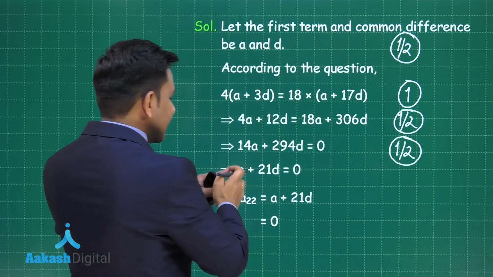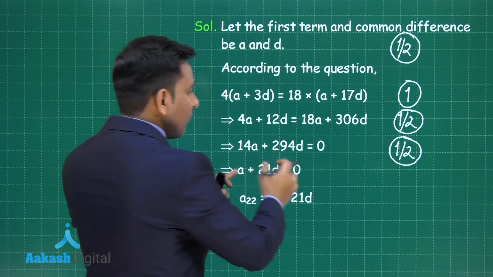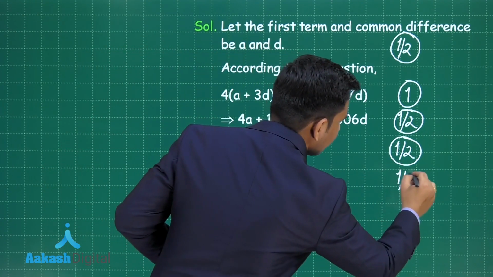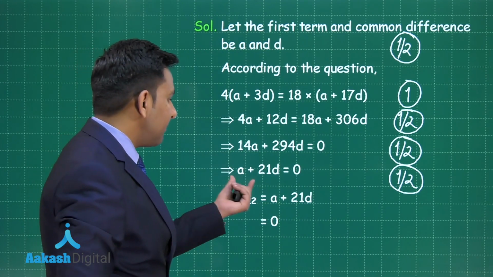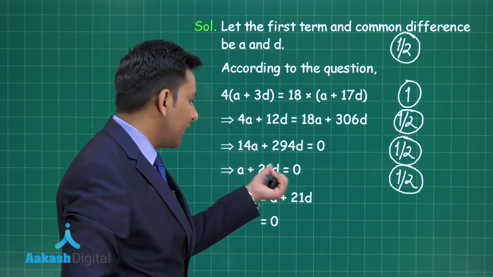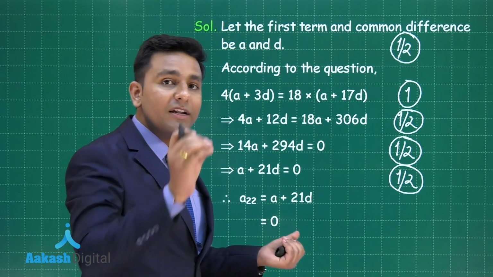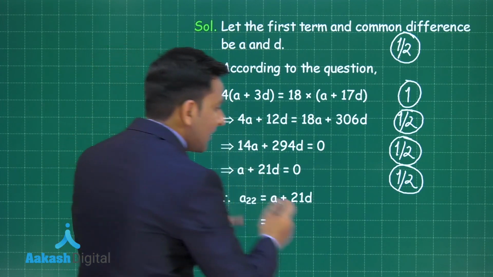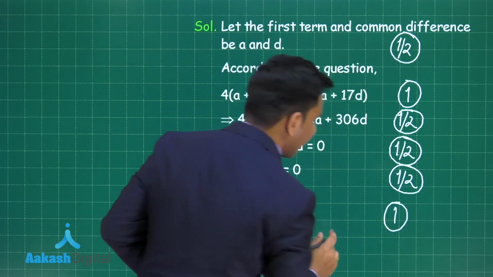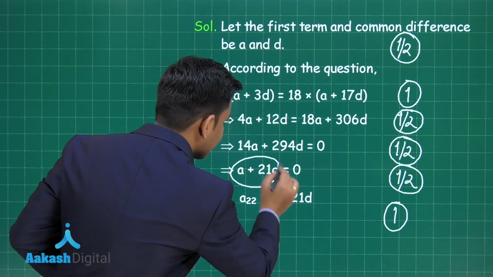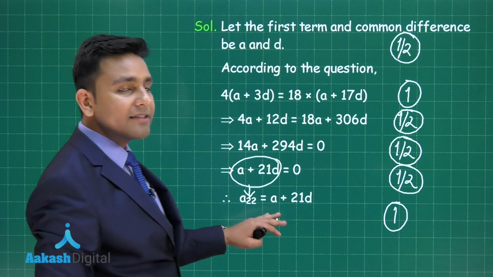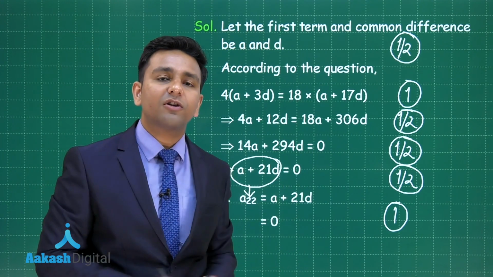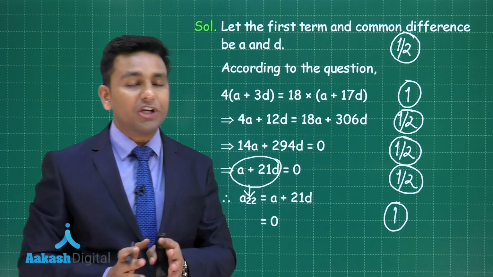And when we are getting this important relation a plus 21 times d is equal to 0, this will give you half mark. Clear? So what we are getting, a plus 21 d is equal to 0, and the left hand side is representing the 22nd term, and this last step will give you the remaining 1 mark, because this left hand side is representing the 22nd term of the given arithmetic progression. And this is the marking scheme for this question based on the concept of arithmetic progression.